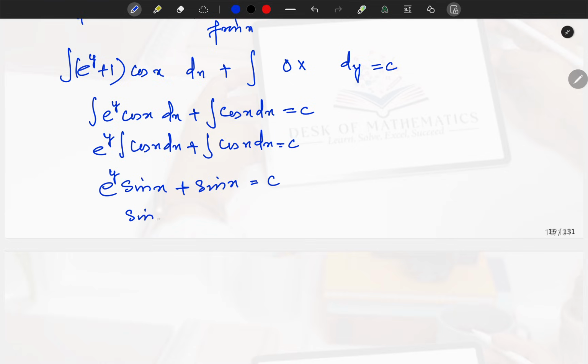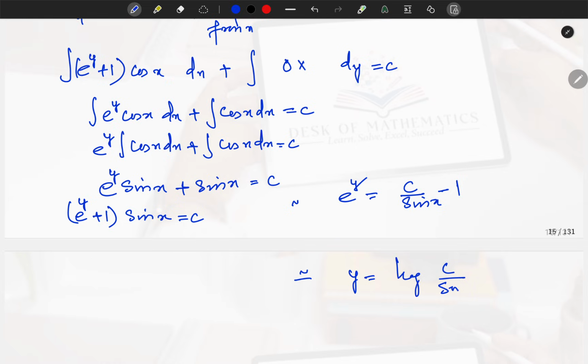So take the sine common and you will get sin x times (e^y + 1) is equal to c. Yes or no? So this may be the answer, you can write it as well. Otherwise you can take the sine on the RHS, so it will go as a divide. So e^y will be c divided by sin x, minus 1. And even you can write y is equal to log of (c divided by sin x minus 1). So you can stop here as well.